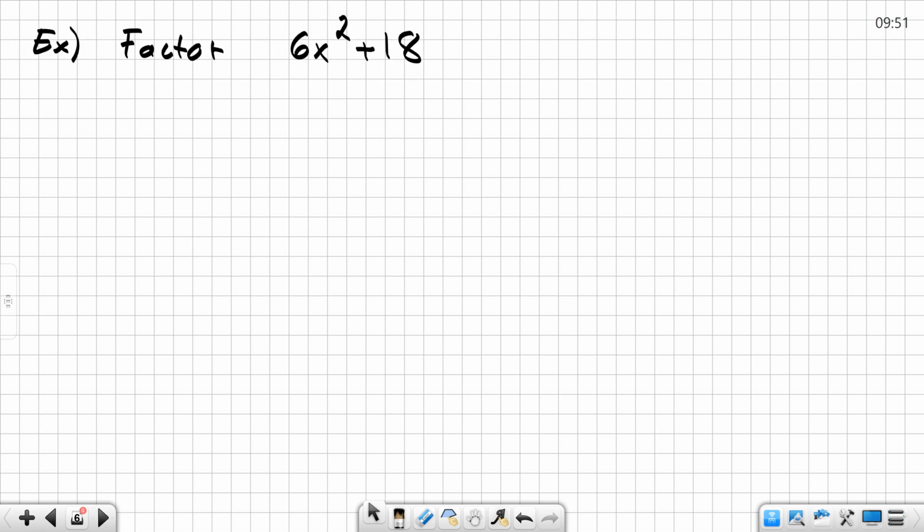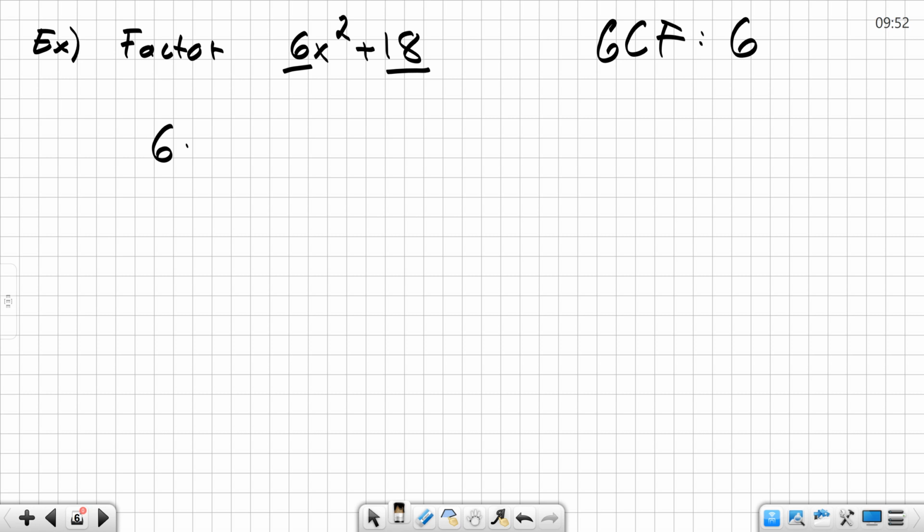Let's do one more that looks a little bit different. 6x squared plus 18, and we're supposed to factor this. I first have to find a GCF. So I'm looking at my two terms, 6x squared and 18, and I'm first only looking at the numbers 6 and 18, and these both are divisible by 6. Now, there is no x in my second term, and that means the GCF is just 6.